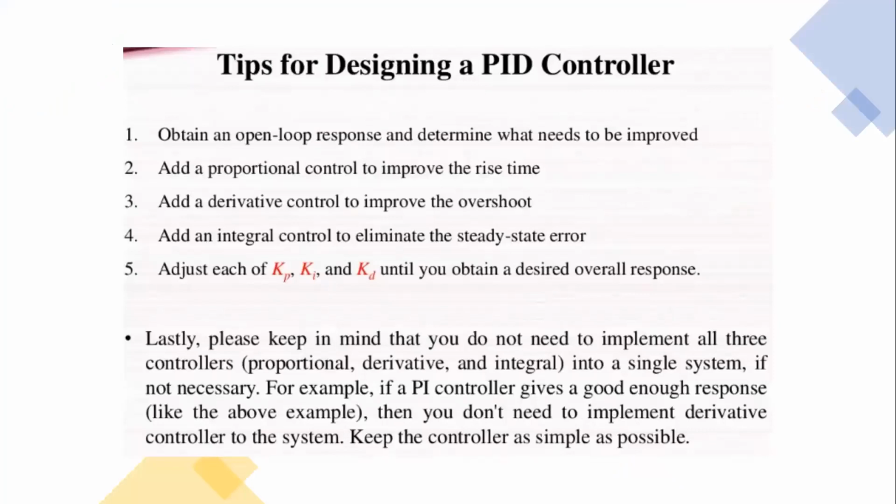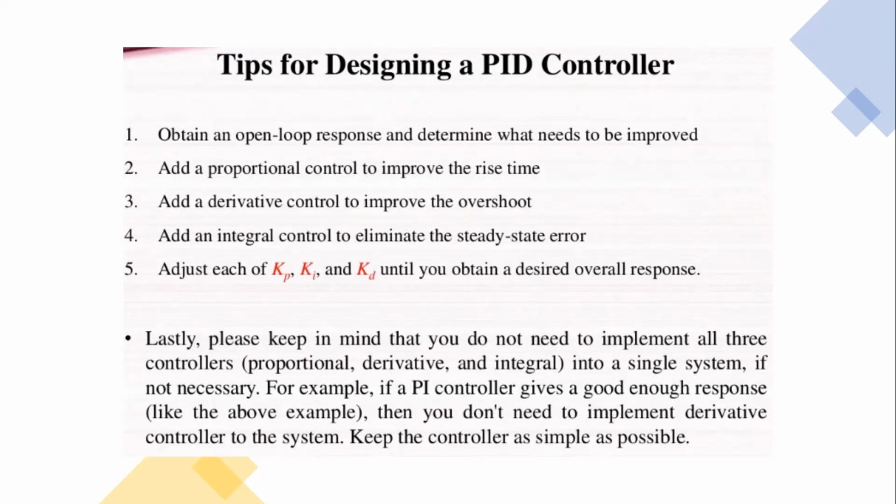Tips for designing a PID controller. Obtain an open loop response and determine what needs to be improved. Add a proportional control to improve the rise time. Add a derivative control to improve the overshoot. Add an integral control to eliminate the steady state error. Adjust each of Kp, Ki, and Kd until you obtain a desired overall response.